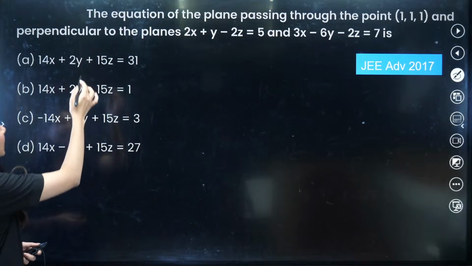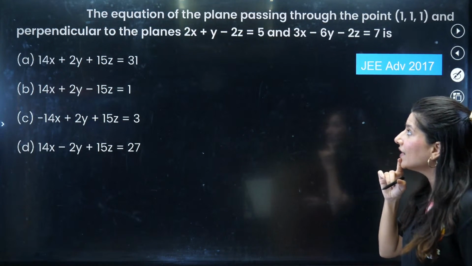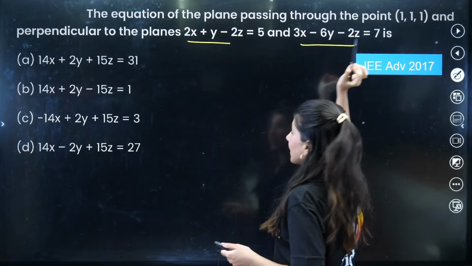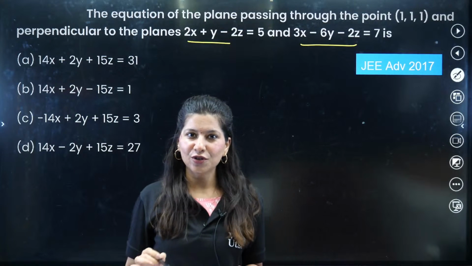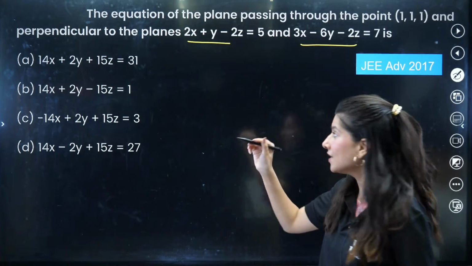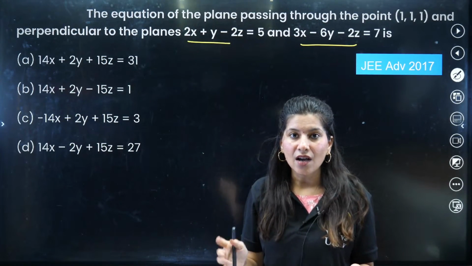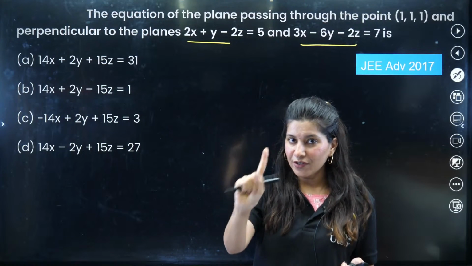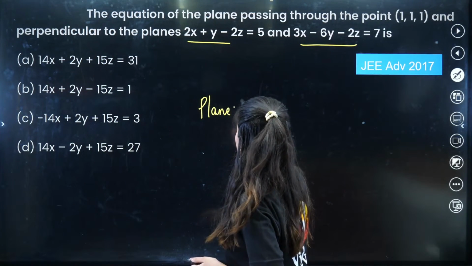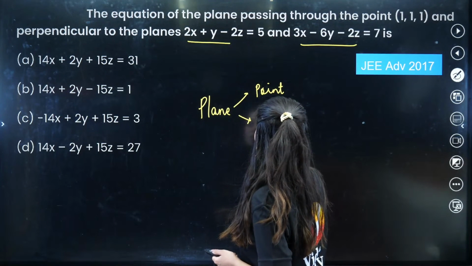All right, now the equation of the plane passing through the point 1, 1, 1 and perpendicular to these two planes. Okay, so you know how to write the equation of plane, right? We have learnt this in the additional topics session. So first of all, to write the equation of a plane, I need two things: a point and its normal vector.